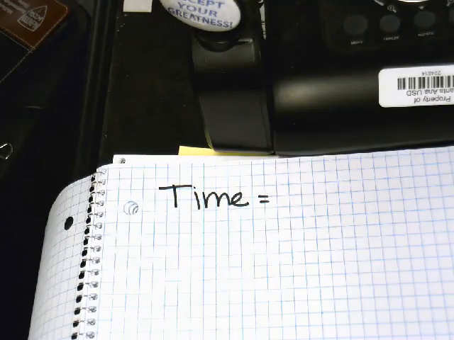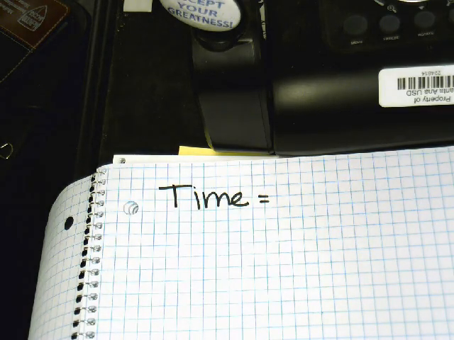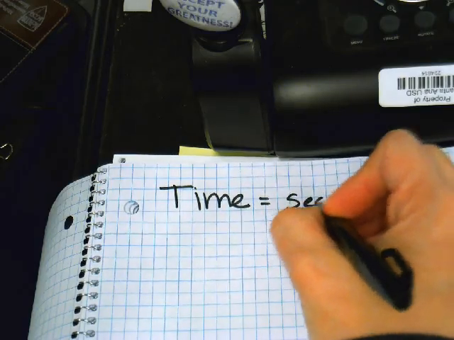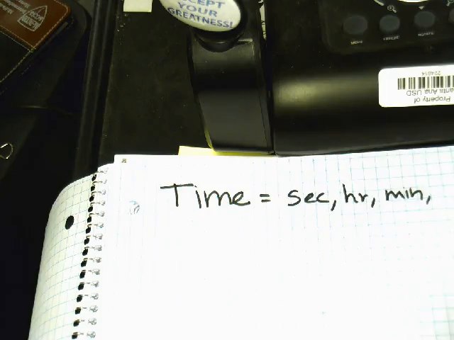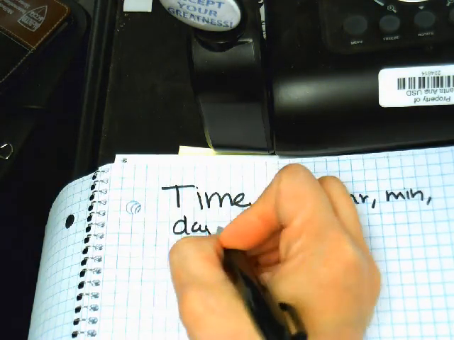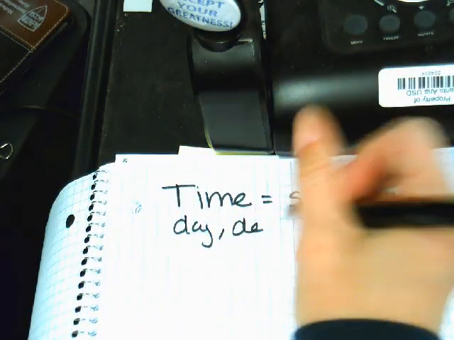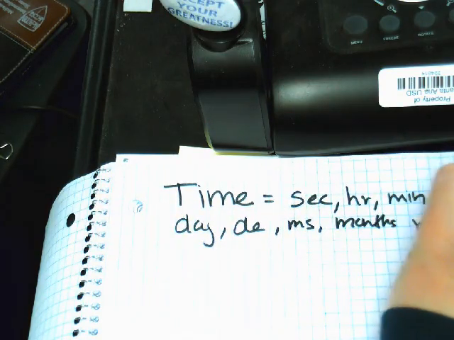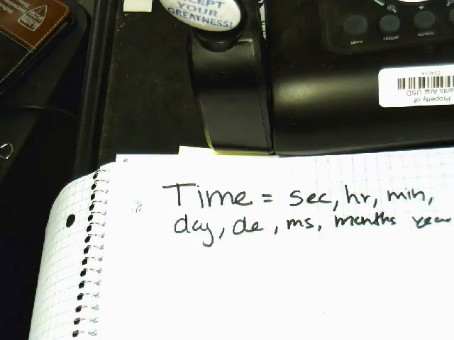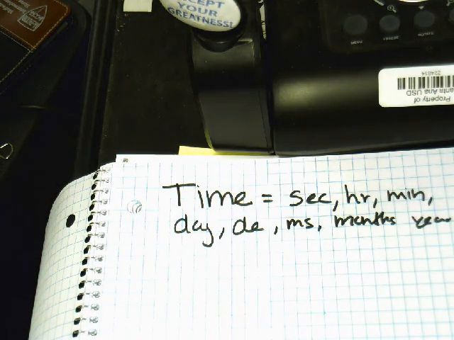How do I measure time? What units do I use for time? Give me one. Seconds. Another person, give me another one. Minutes. Hours. What else? Milliseconds. Days. Decades. Months. Years. Centuries. Okay, I'm done. Periods. The medieval period.